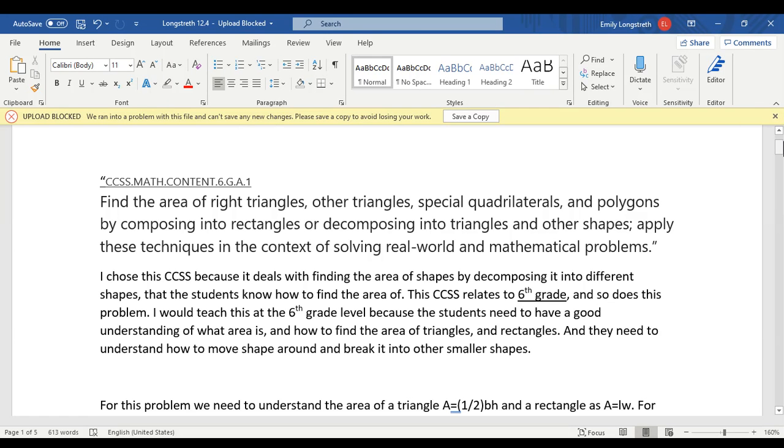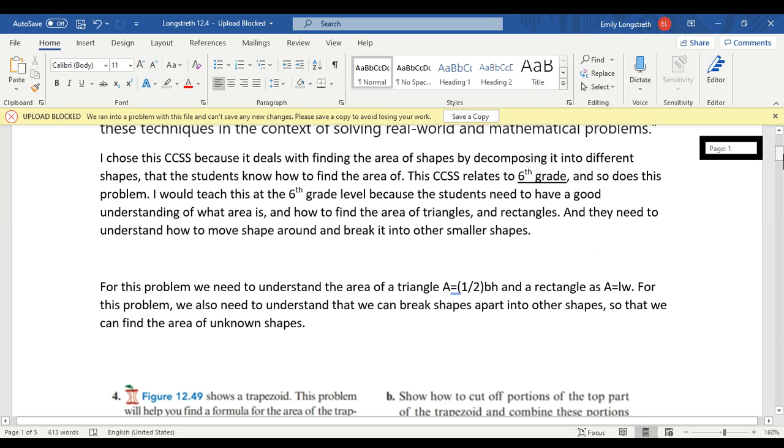I chose this Common Core State Standard because it deals with finding the area of shapes and then deconstructing them into different shapes that the students know how to find the area of. This Common Core State Standard relates to the 6th grade level, and so I will be teaching this lesson at the 6th grade level.